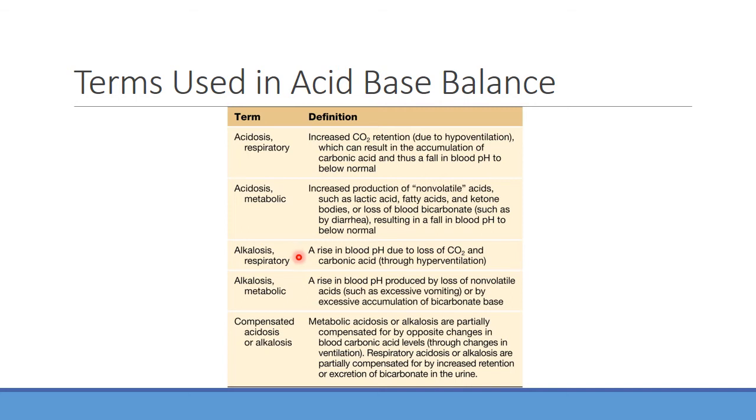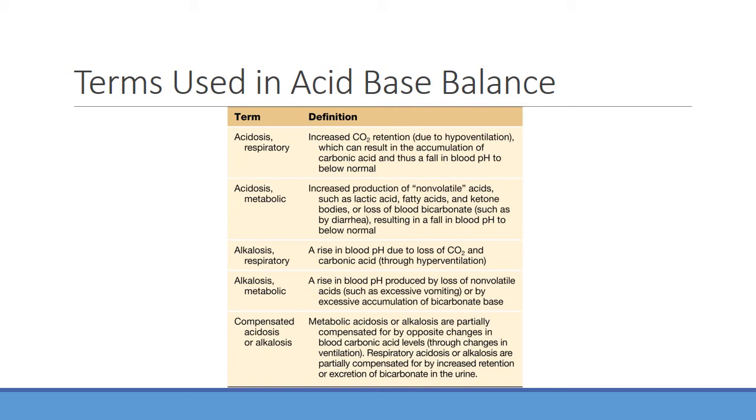Respiratory alkalosis, that rise in blood pH, is usually due to a loss of CO2 and carbonic acid from hyperventilation, whereas the metabolic alkalosis is generally going to be due to loss of non-volatile acids, such as from excessive vomiting, or excessive accumulation of the bicarbonate base.